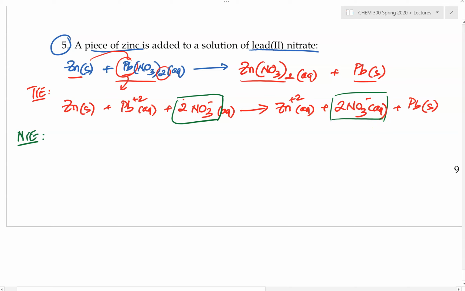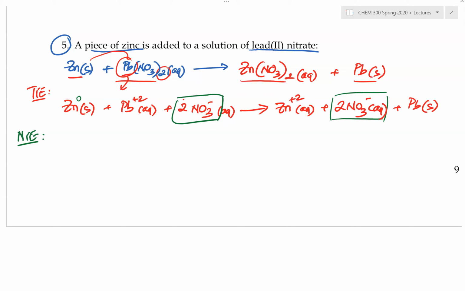How about the zinc? Will the zinc be a spectator ion? So look at its charges. The zinc on the reactant side is neutral, and the zinc on the product side is aqueous with a charge of plus 2. So are they the same thing? And the answer is no, they are not the same thing. So therefore, the zinc are not the spectator ions.